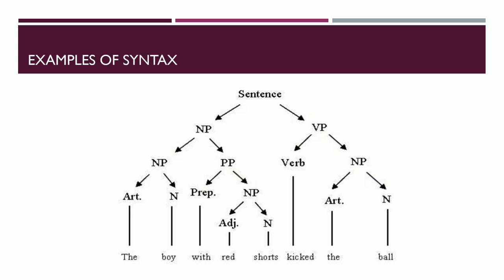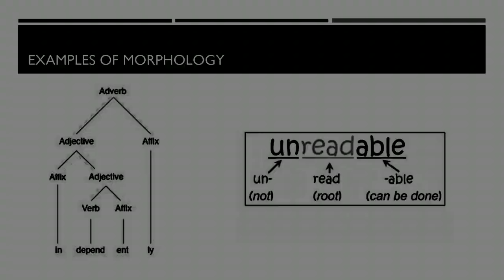The other side, which is VP, which means verb phrase, divides also into two parts. We have verb, which is kicked, and the second part is the NP, which means noun phrase. And this noun phrase divides into two branches, or two nodes, the determiner, the, and the head noun, ball. So here we can understand that syntax discusses the analysis of the sentence.